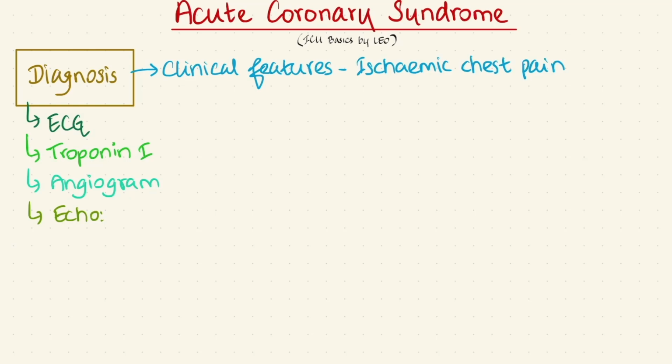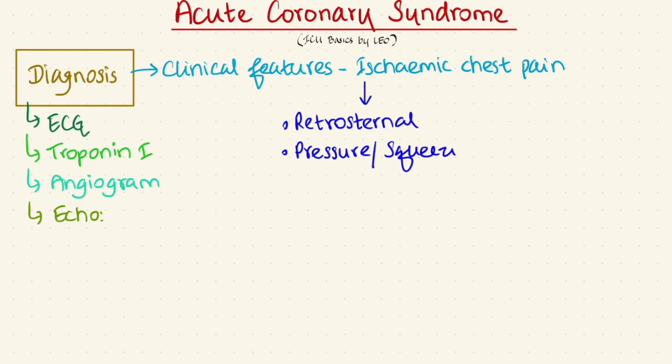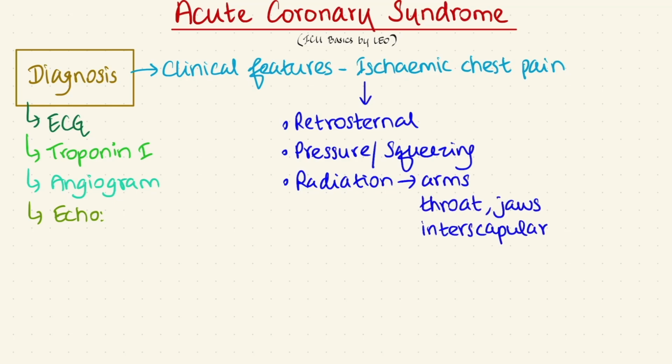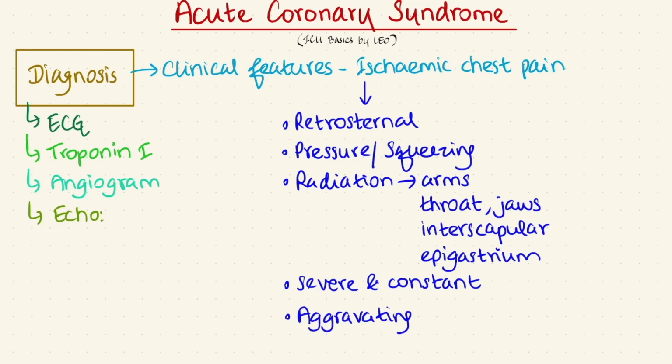The typical ischemic chest pain is retrosternal. Pressure or squeezing in character, it may radiate down the ulnar aspect of both arms, up to the throat and jaw, or to the interscapular area or epigastrium. It is usually severe and constant with duration of more than 20 minutes, with or without aggravating factors like physical exertion or stress and relieving factors like rest or GTN spray.